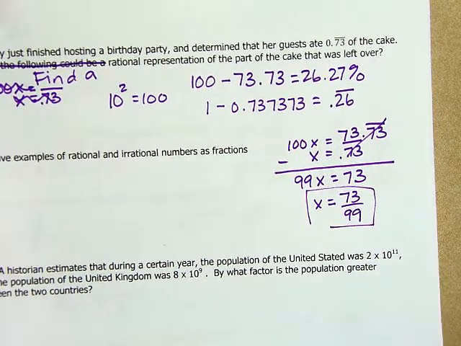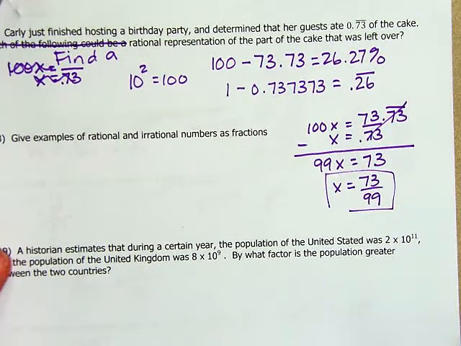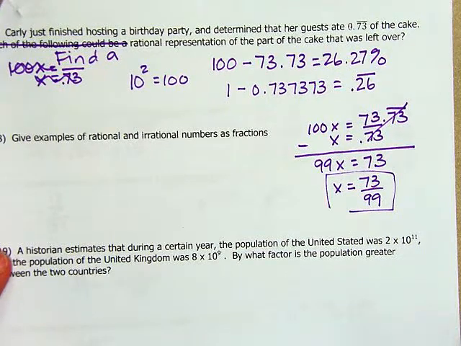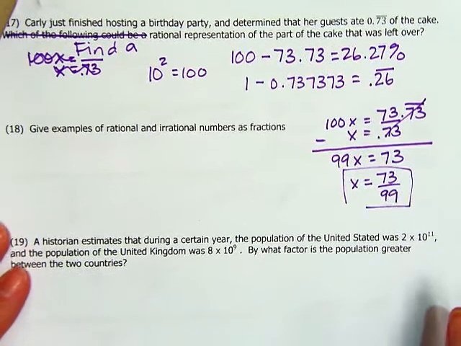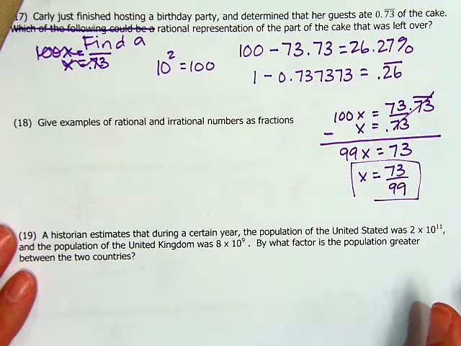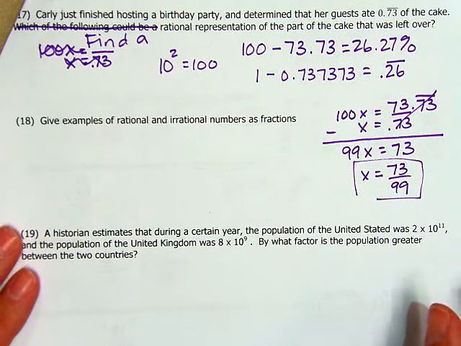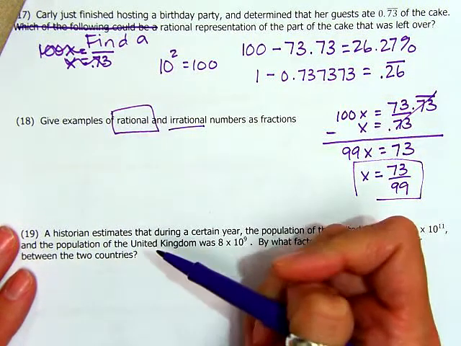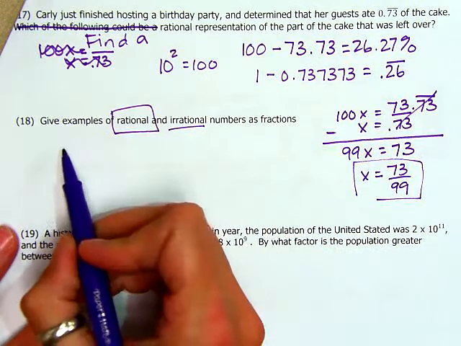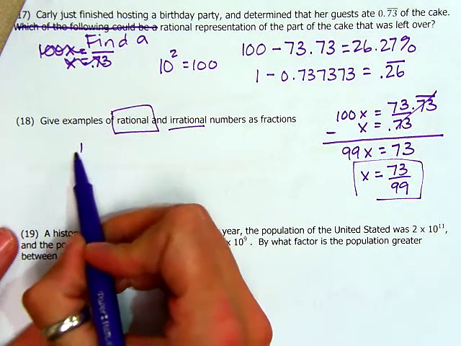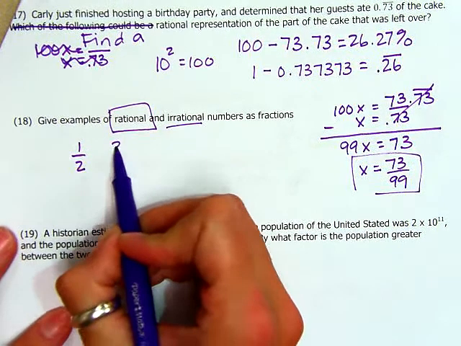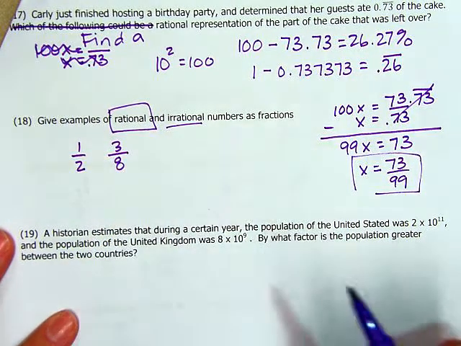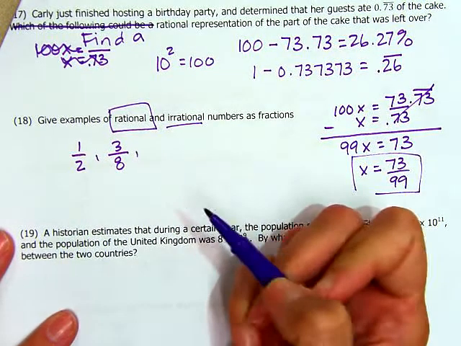So final answer. Okay, give examples of rational and irrational numbers as fractions. Well, first of all, irrational numbers can never ever be a fraction, so that's pretty tricky. But rational can be fractions. So let's see. If I say rationals, there's a rational. There's a rational, right? There are infinitely many right answers here.